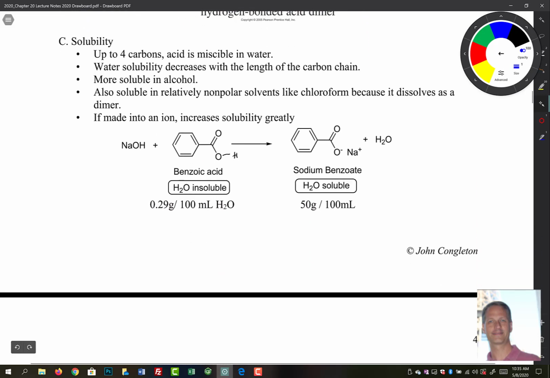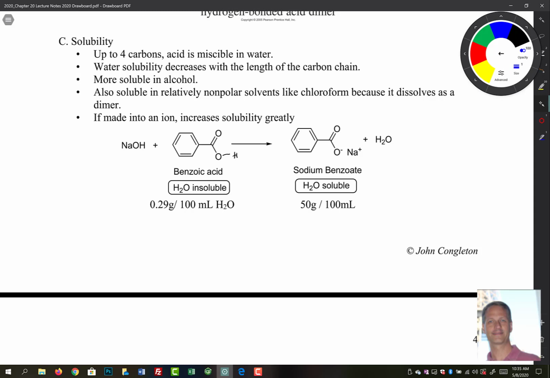So solubility is based on carbon chain length. Up to 4 carbons, it's usually miscible in water. 5 is kind of a gray area. As we get 6 or greater, we become more nonpolar, because that nonpolar tail is growing, and at some point it outweighs the polar character of the carboxylic acid. They're more soluble in alcohol, because alcohol is not quite as polar as water.